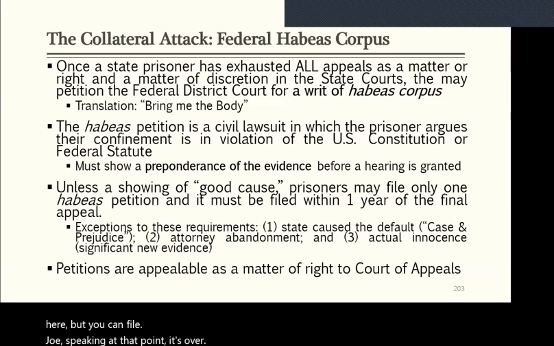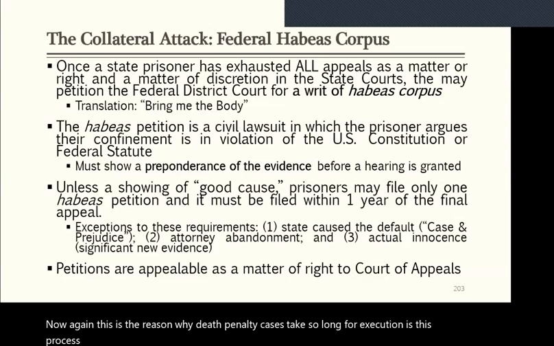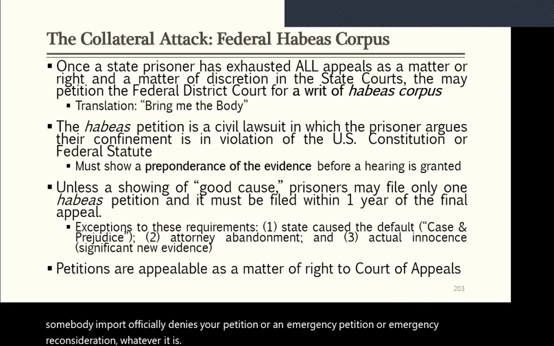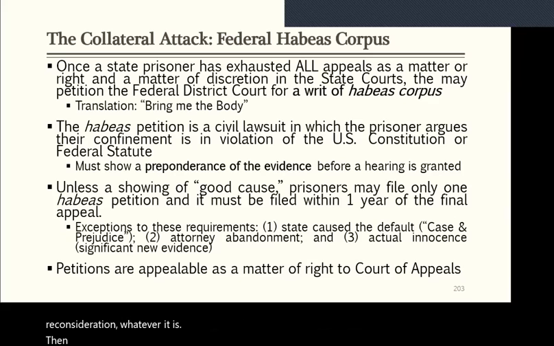Now, again, this is the reason why death penalty cases take so long for an execution: this process takes a very long time, right? And again, you have the right to the Supreme Court, and until that Supreme Court officially denies your petition, or an emergency petition, or emergency reconsideration, whatever it is, then it's done. Then you can move forward with the sentence.